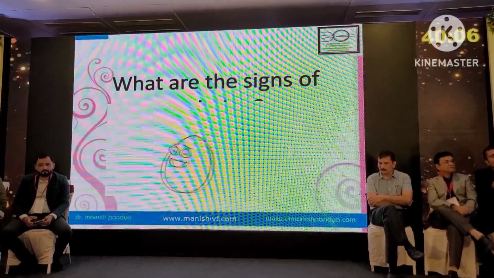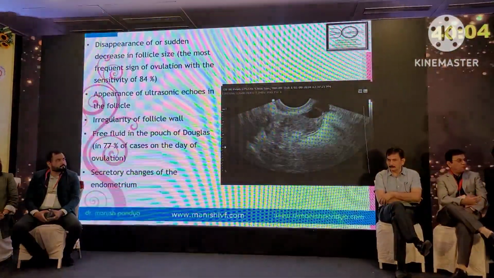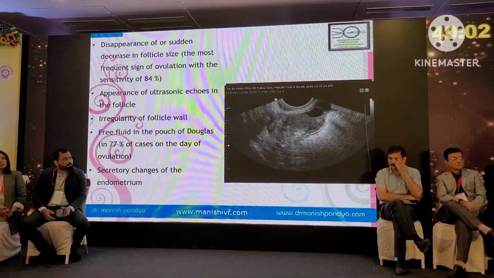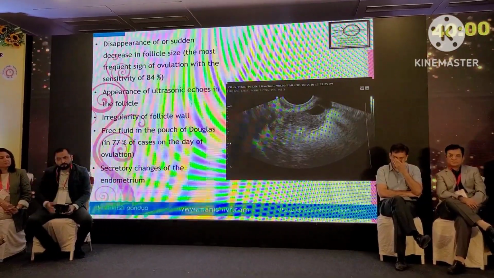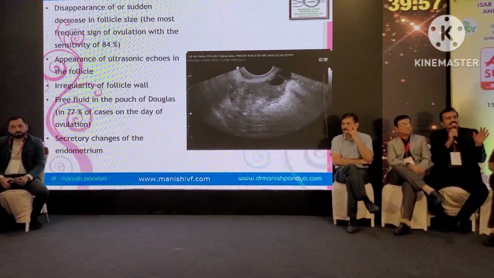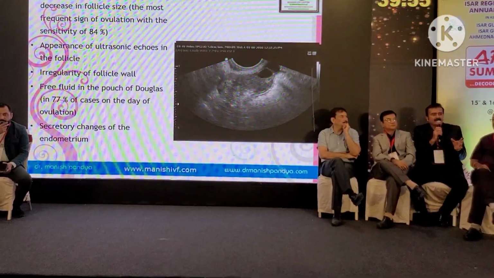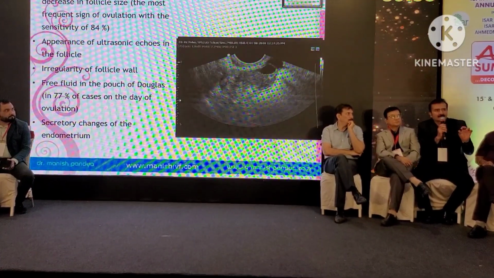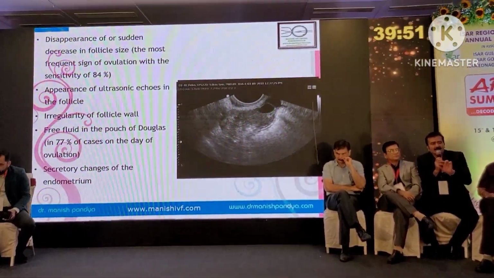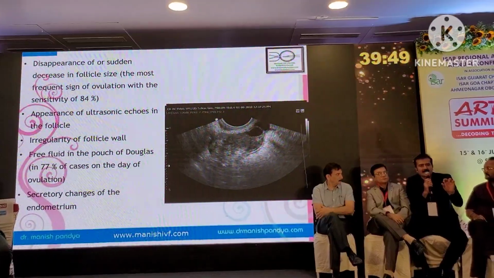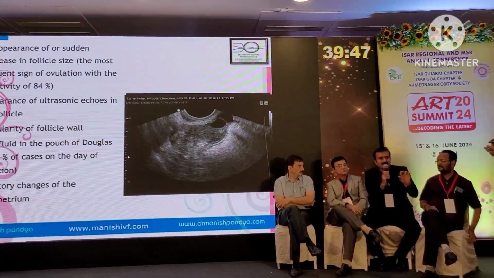Pre-ovulatory or post-ovulatory? Post-ovulatory. Signs of ovulation: we can see the transition of the endometrium from triple line to secretory. Very good, but it might not be very obvious.